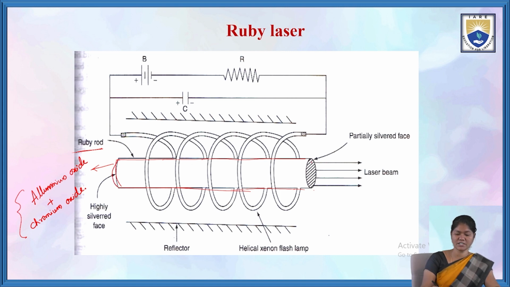The two end faces are flat and parallel. These two end faces of the ruby crystal rod are parallel and flat, and one face is highly silvered and another face is partially silvered, and it is placed along the axis of the helical xenon flash tube. So this is the helical xenon flash tube.